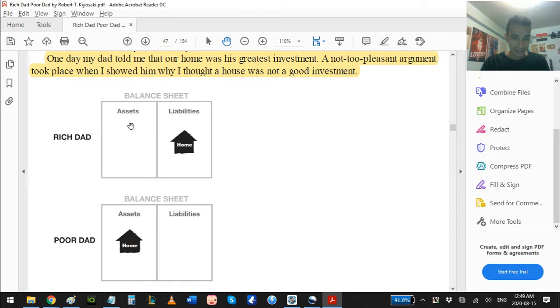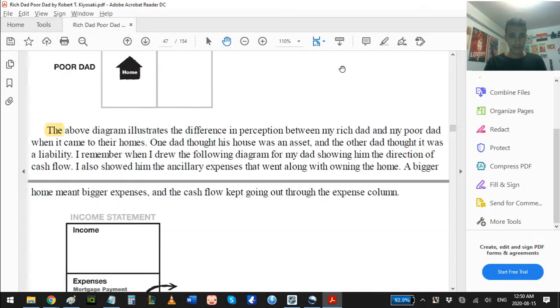Just to give you an idea, he had two dads growing up. He had his real dad, his poor dad, and then his friend's dad was rich, and his rich dad taught him lessons, whereas his poor dad was telling him bad lessons. So rich dad would say your house is a liability, and poor dad would say it was an asset. The diagram illustrates the difference in perception between my rich dad and my poor dad when it came to their homes. One dad thought his house was an asset, and the other dad thought it was a liability.